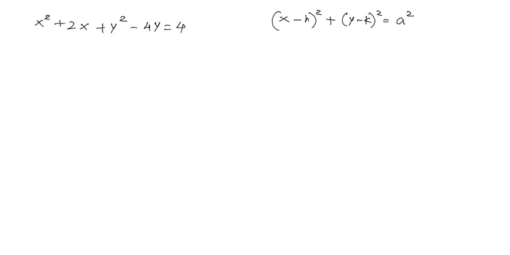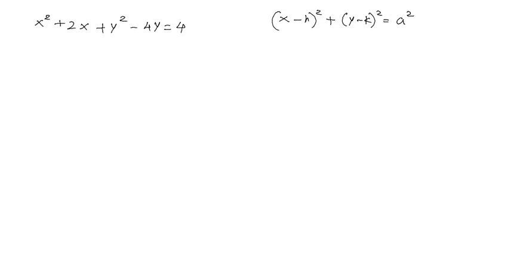So when the equation of the circle is in this form, the radius is nothing but this a, I mean the one for which we have the square on the right side. So let us try to write the given equation in the form of the equation of the family of circles, that is (x − h)² + (y − k)² = a².